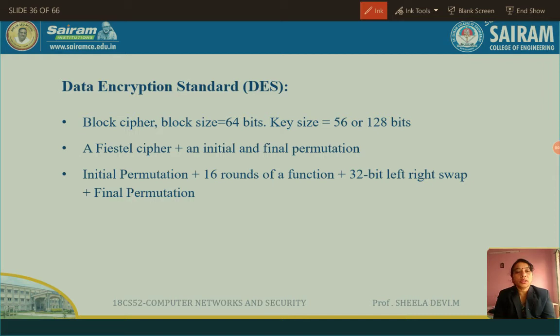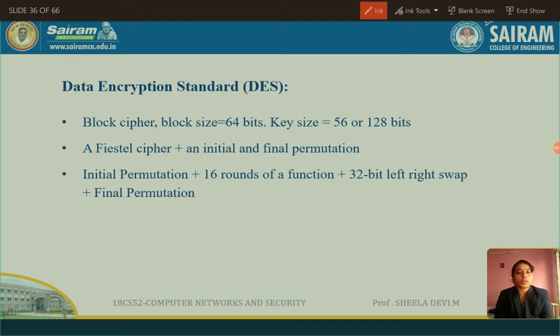See, in DES we are going to use block ciphers. Here the text is divided into blocks, and then the encryption process is applied. That is why it is called block ciphers. So if you take a block cipher, the block size should be mentioned. The block size is 64 bits here. Then the key size is 56 or 128 bit. Feistel cipher plus an initial and the final permutation.